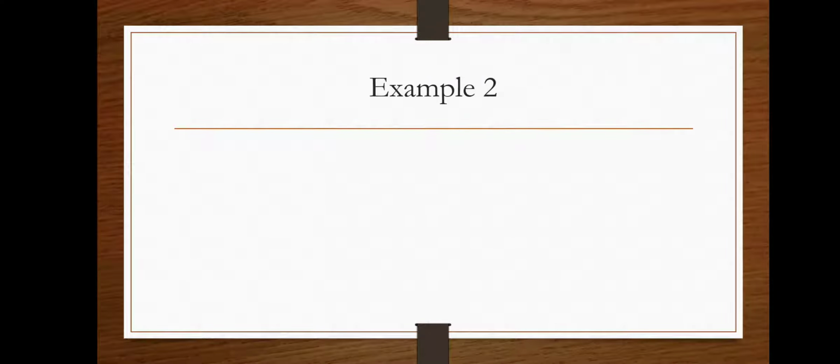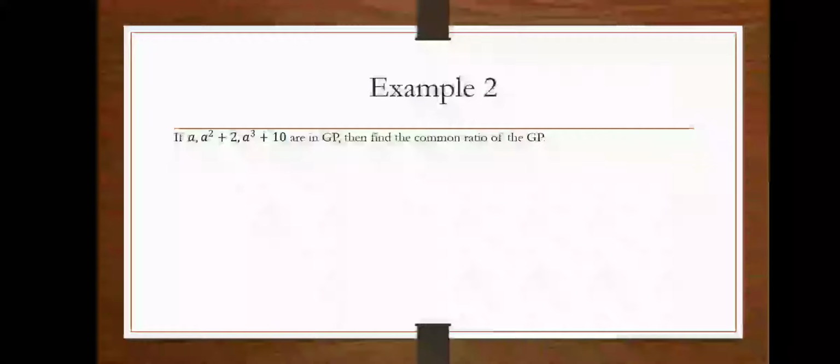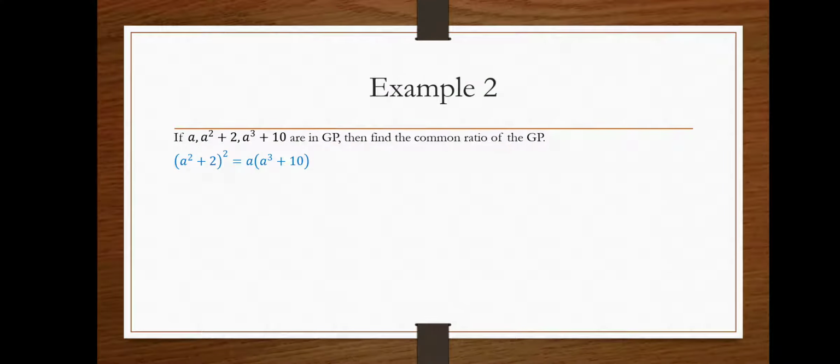Number 2, if a square plus 2, a cube plus 10 are in GP, then find the common ratio of the GP. So now, to find the common ratio of the GP, first let me find out the terms of the GP. So to begin with, as I told you, if three numbers a, b, c are in GP, then b square is equal to ac. So therefore, the middle term whole square is equal to the product of the other two terms.